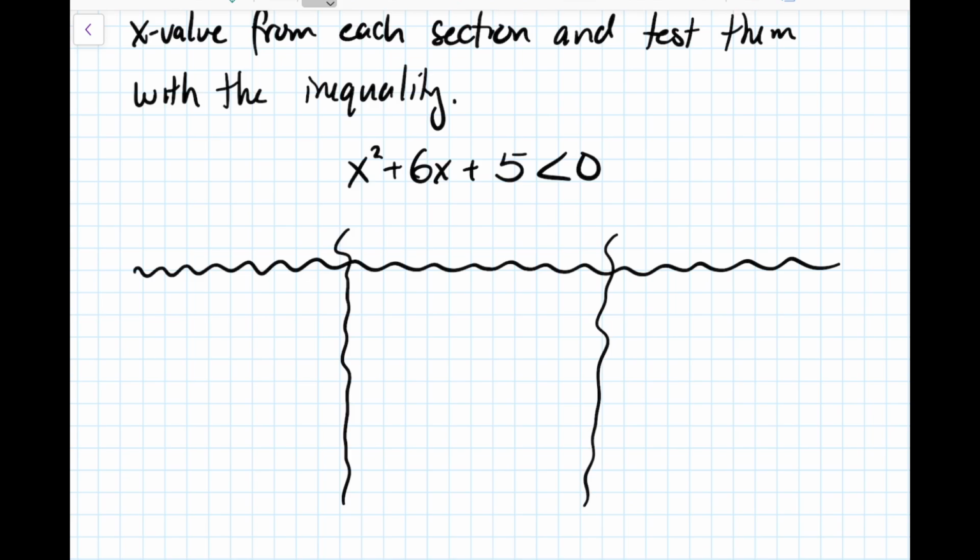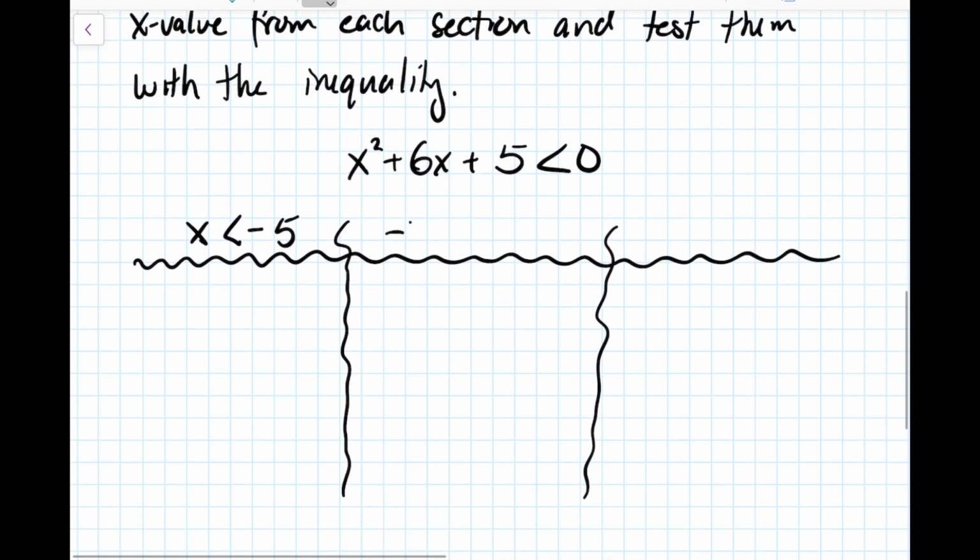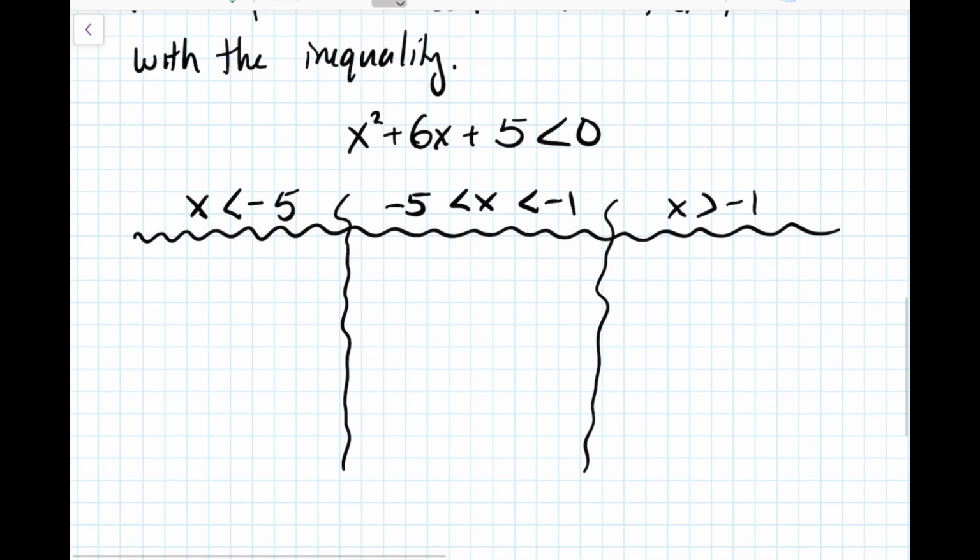So my first section was when x was less than -5, right? So that's the green section up top here. My middle section, -5 is less than x, which is less than -1. And then my right section, x is greater than -1. You don't have to fully set this up and clearly label everything like this. It doesn't really matter that much, but it's okay. So for my section on the left, I'm going to test x equals -6. In the middle, I'm going to test x equals -3. And the right, I'm going to test x equals 0.